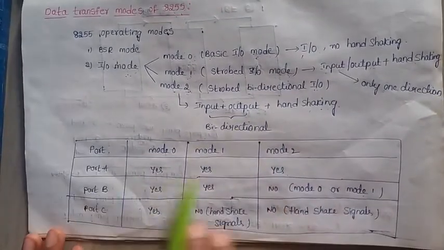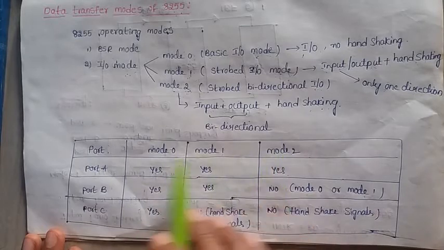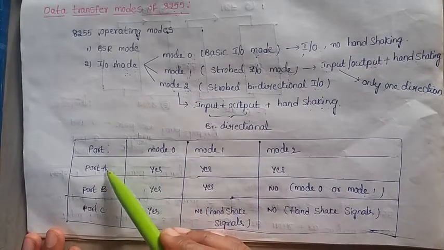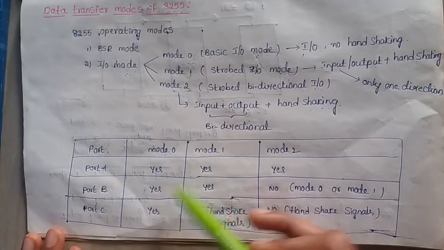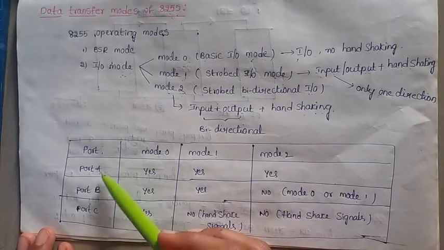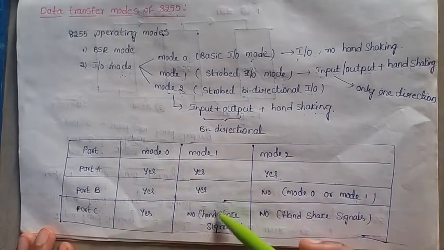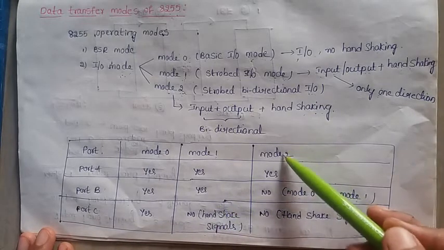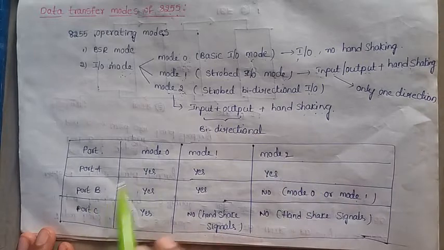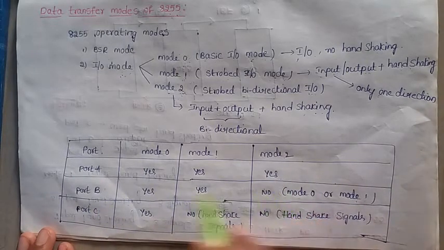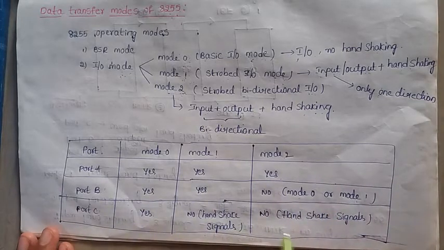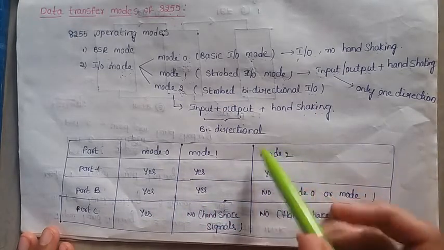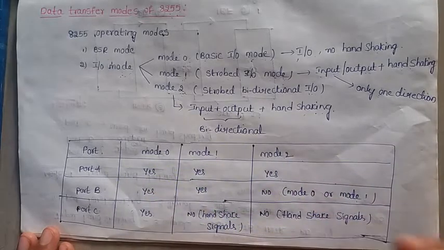If you see this table, these are the ports and these are the modes. We have three ports, port A, port B, port C, and this is mode 0. For mode 0, all three ports are available. If you see mode 1, only two ports are available, port A and port B. Port C is used for generating the handshake signals. If you operate in mode 2, port A is available and port B is available, but that port B can be operated either in mode 0 or mode 1. Port C is used for generating the handshake signals. By this table, we can understand which ports are available in modes.